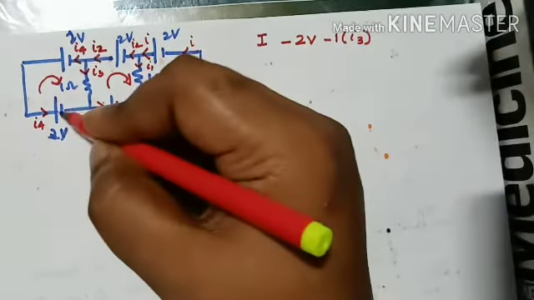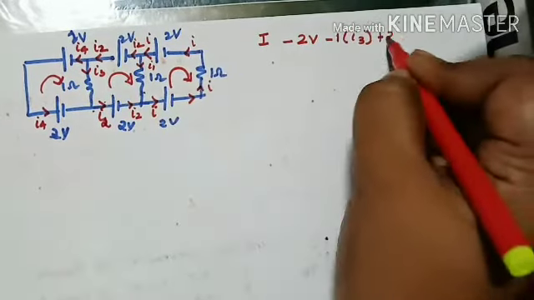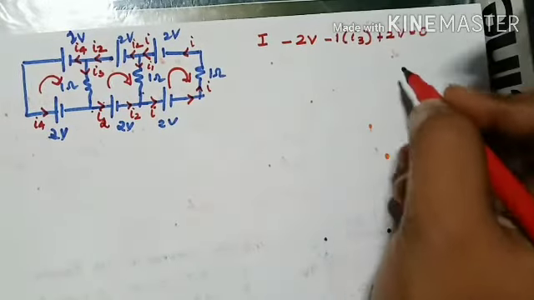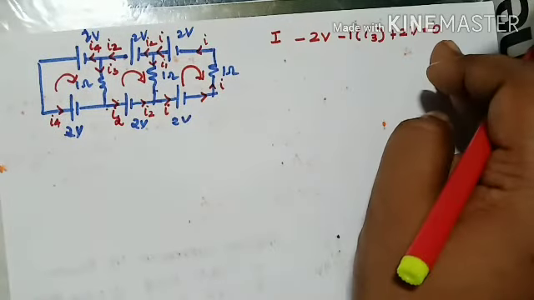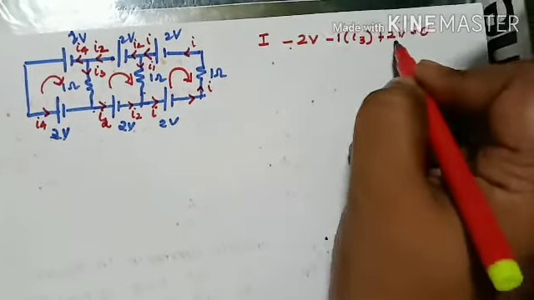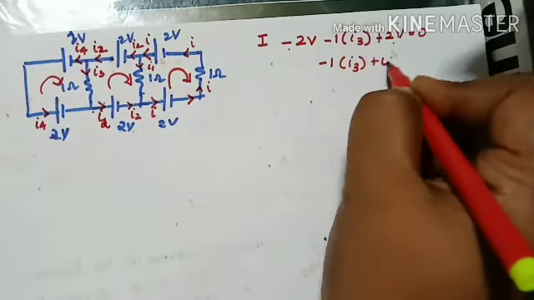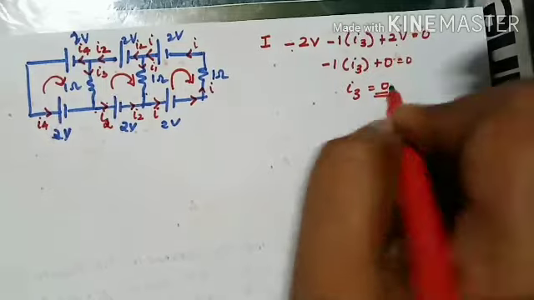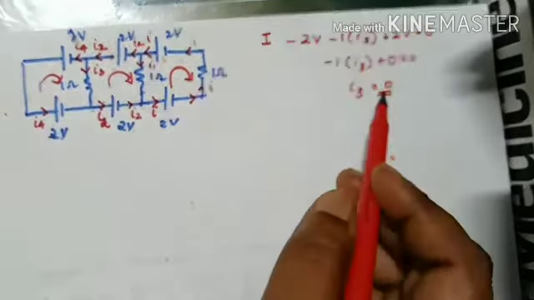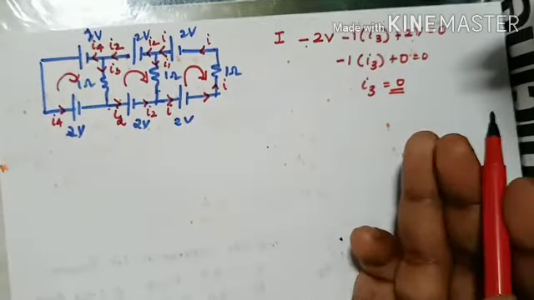Then I reach here. I'm moving from minus to plus. That is a good thing. That is plus 2 volt, and the entire loop has voltage 0. Right, now minus 2 volt and plus 2 volt is 0, right? So 1 into I3 plus 0 is equal to 0, or I can say I3 is equal to 0. That means this 1 ohm resistance is having 0 ampere. You solved the question directly, guys, right?